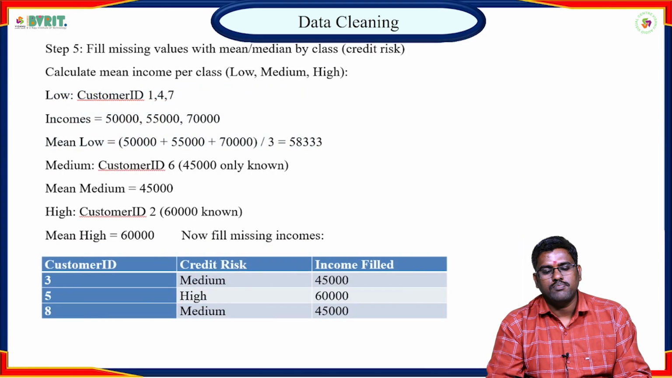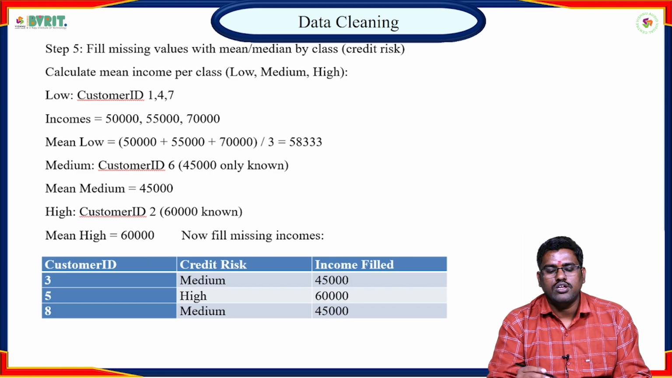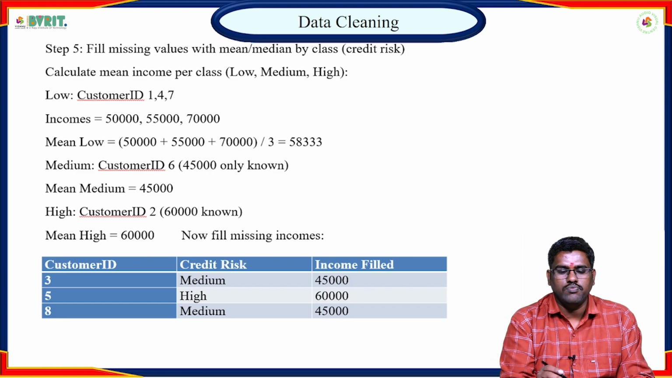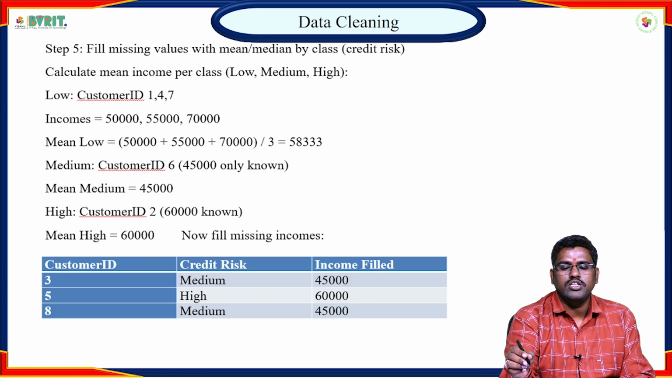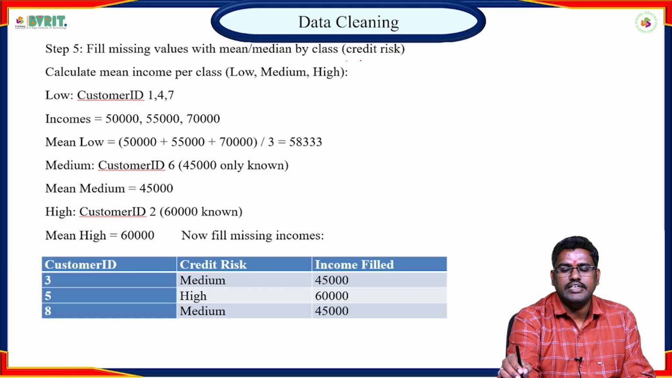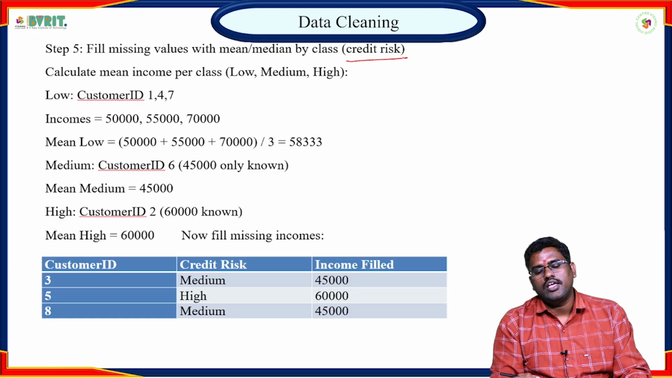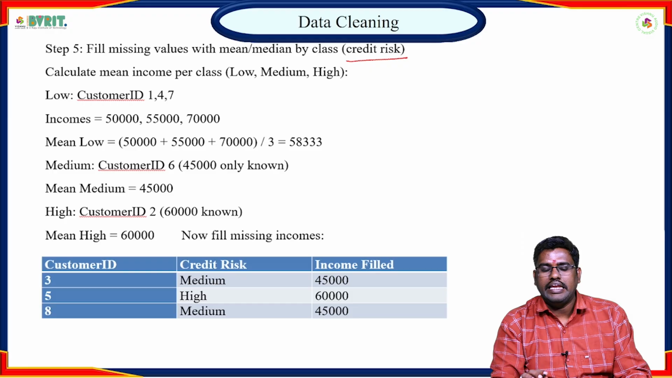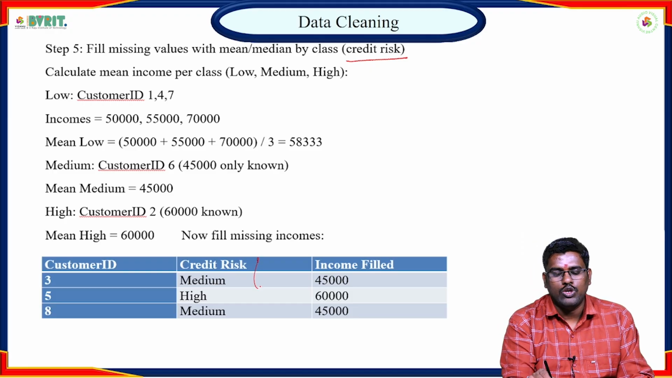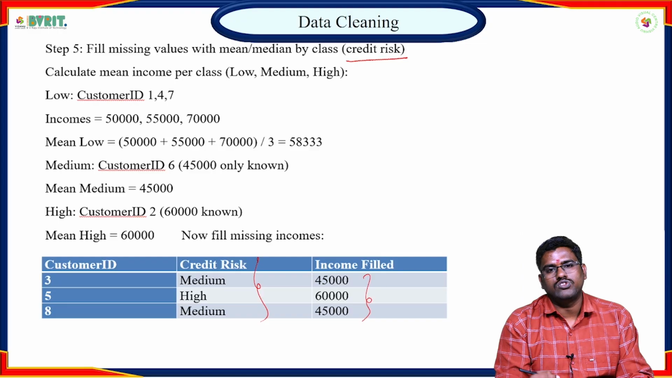So what is that next step? We need to calculate the mean and median values, and based on that we fill in the values. We calculate the mean and median based on credit risk. Previously we took only income along with the customer ID. Now, based on the credit risk value, we need to fill in the income values.